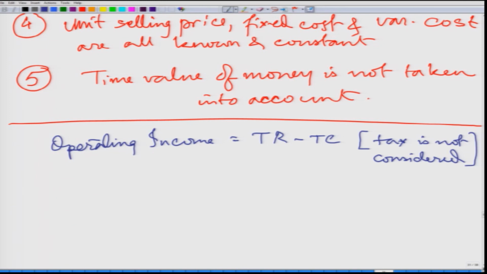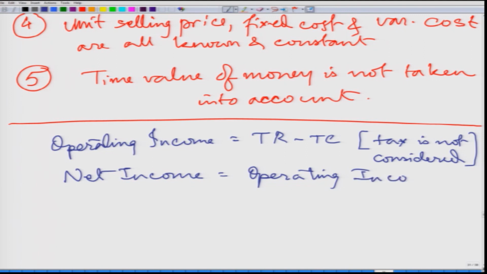But when we are talking about net income, this is my operating income minus income taxes. Yes? Okay. We will do a small problem, just to show how this thing works.